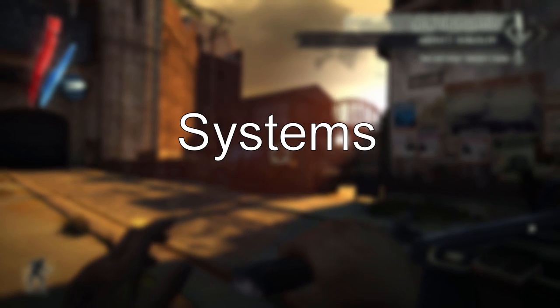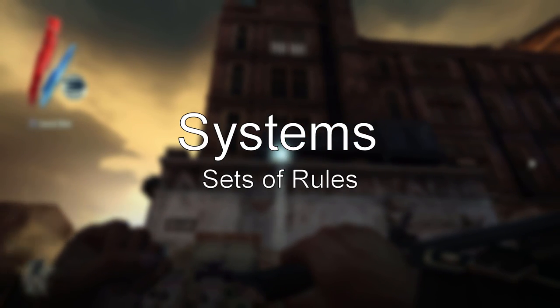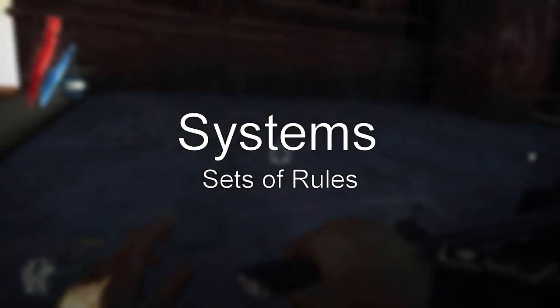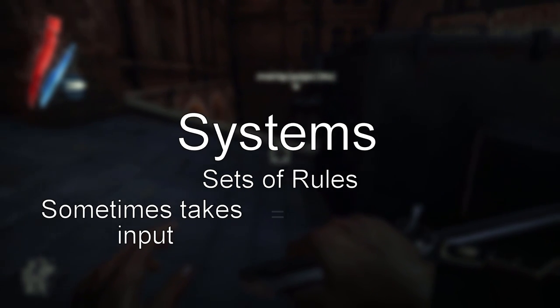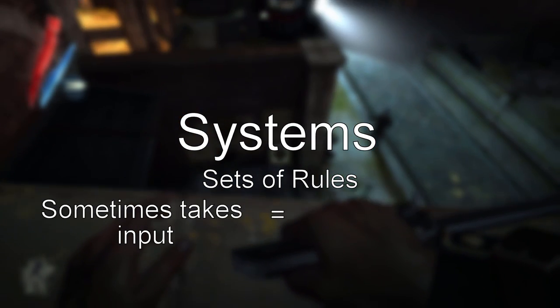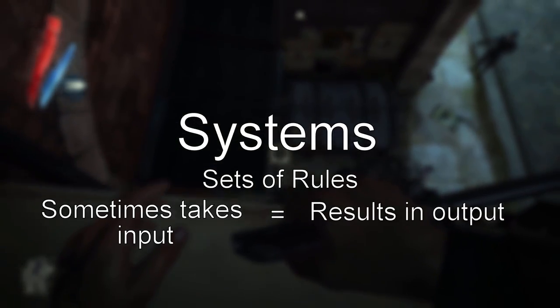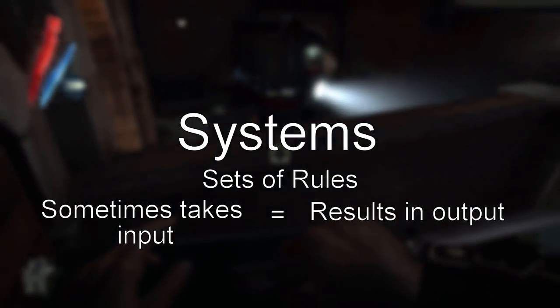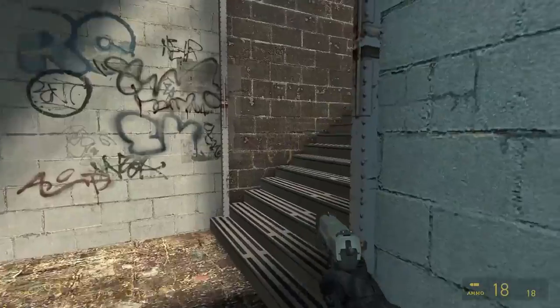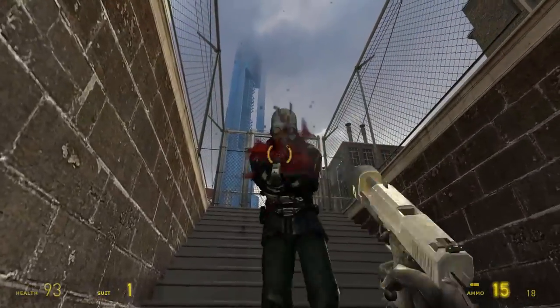Systems, however, are a little more abstract. Basically, they're sets of rules that define the current state of the game. Typically, they take a player input, run that through the rules of the game, and then generate an output that changes the game's state. That sounds really complex, but think of it this way. Shooting is a mechanic, while your ammo count is a system.